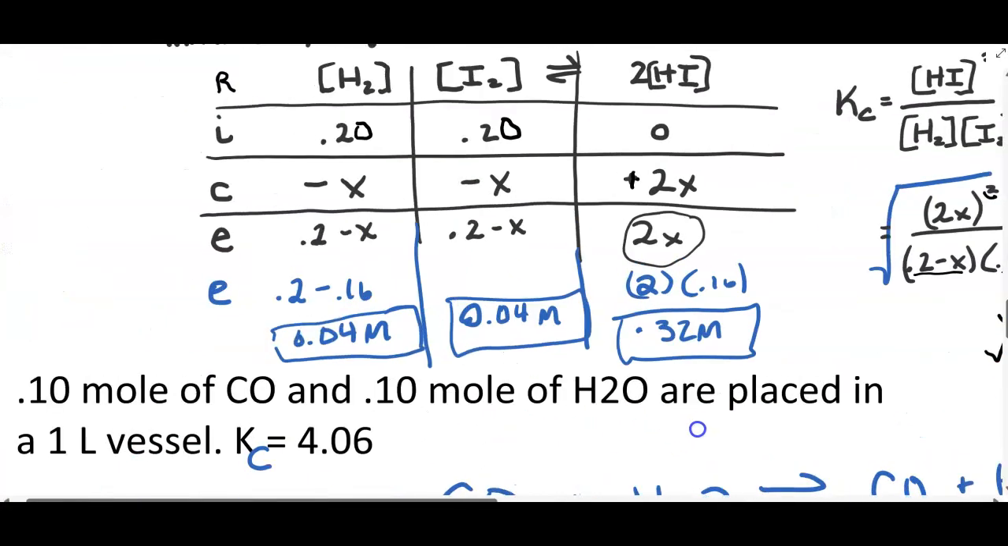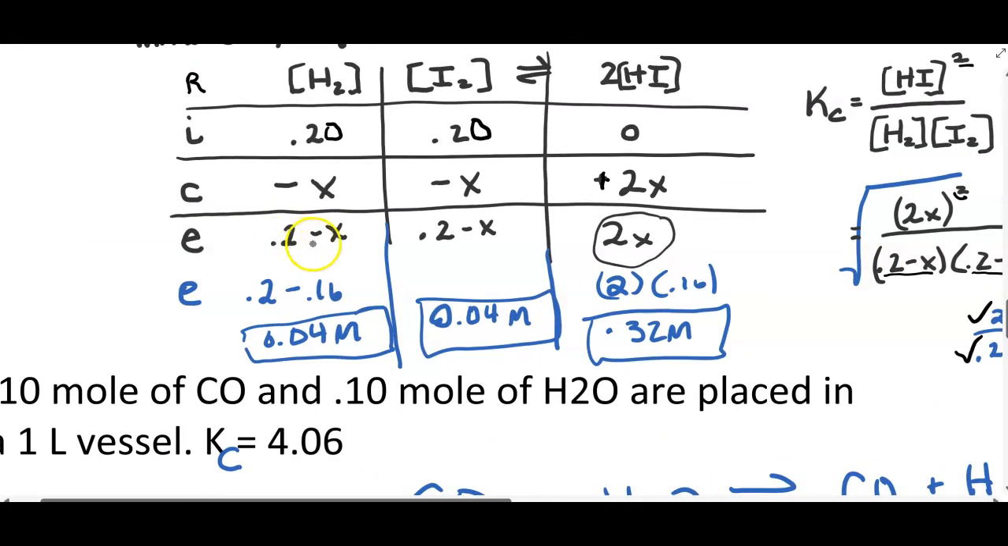So let's go back over here. This is 0.2 minus x, 0.16, so my equilibrium concentration is 0.04 molar. Over here, the same thing, 0.04, and 2 times x, or 2 times 0.16, gives me my hydrogen iodide concentration as 0.3 molar. Those are my concentrations at equilibrium.